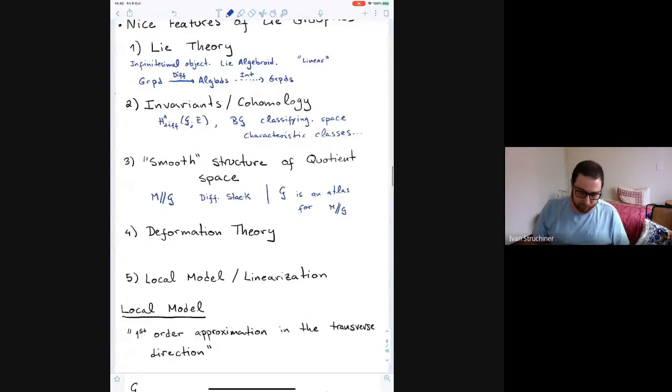And the fourth thing here is that there is a deformation theory for Lie groupoids, right? So there is a cohomology which controls deformations of Lie groupoids. There's also cohomology which controls deformations of morphisms of Lie groupoids. And you can talk about deformation theory of Lie groupoids. There are quite a few things done in this direction.